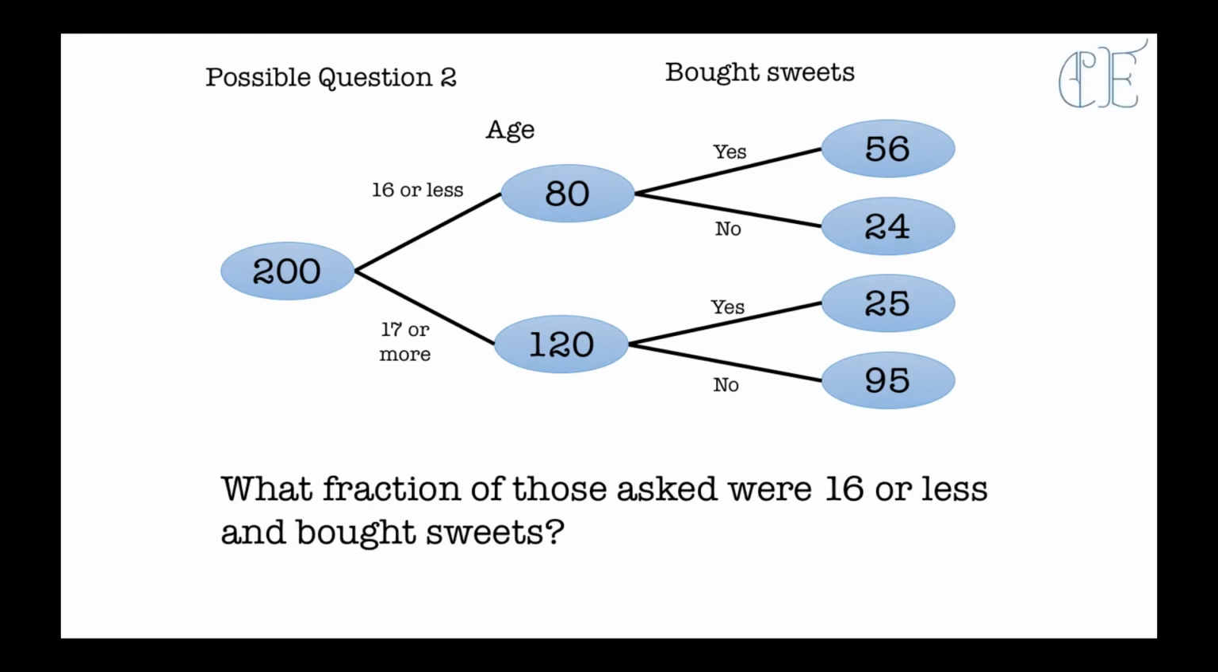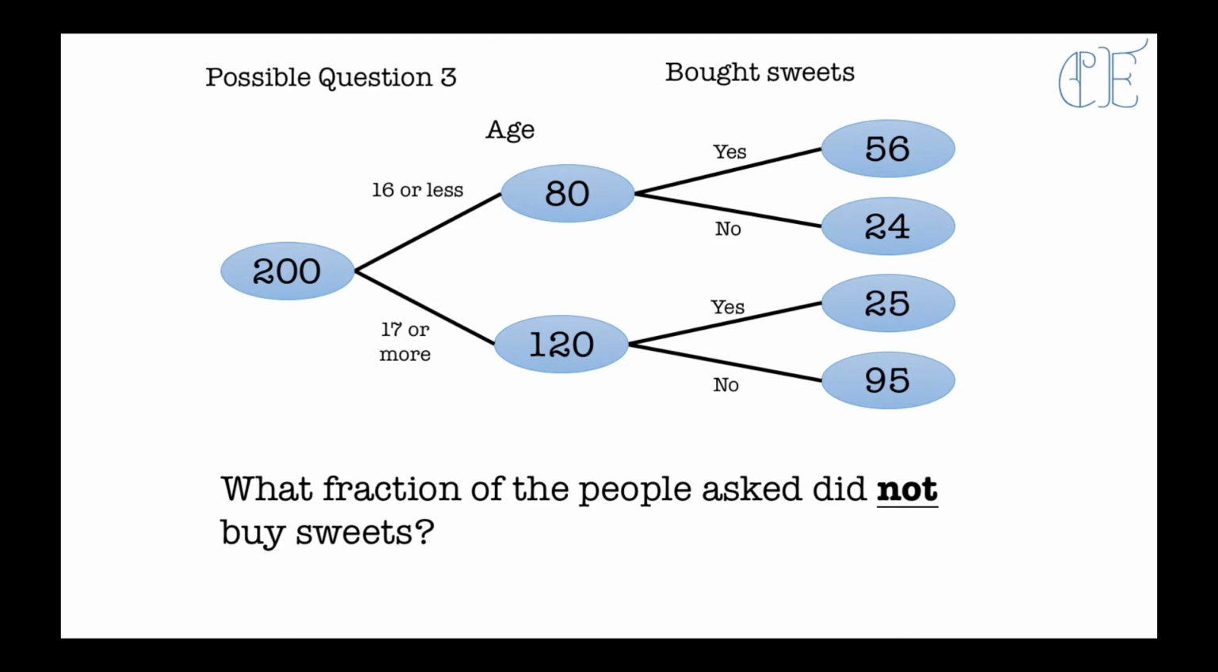Another possible question is what fraction of those asked were 16 or less and bought sweets? Here we have 80 people were 16 or less and 56 of them bought sweets. It's saying 16 or less and bought sweets, meaning we only want this one. We do want to know how many people were 16 or less, but we only want to know how many were 16 or less and bought sweets. So the answer is 56 out of a total of 200, which can be cancelled down to 7/25.